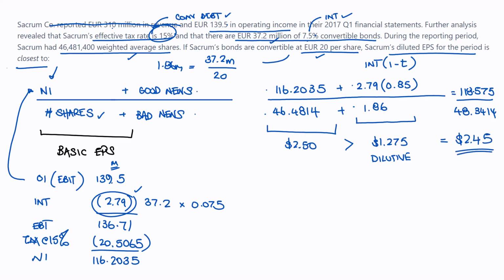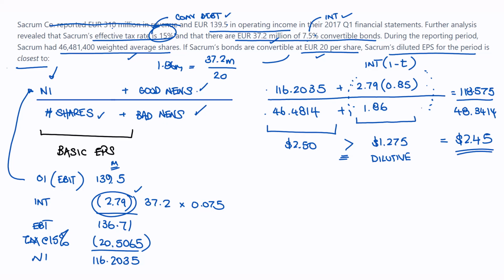And you're done. So remember, add in the good news, add in the bad news. If you want to isolate potentially dilutive securities, check how much they save per share issued. And if that is less than basic EPS, as it is here, they are dilutive. That works for convertible debt. It works for convertible prefs. For your options, you need to use the treasury stock method.